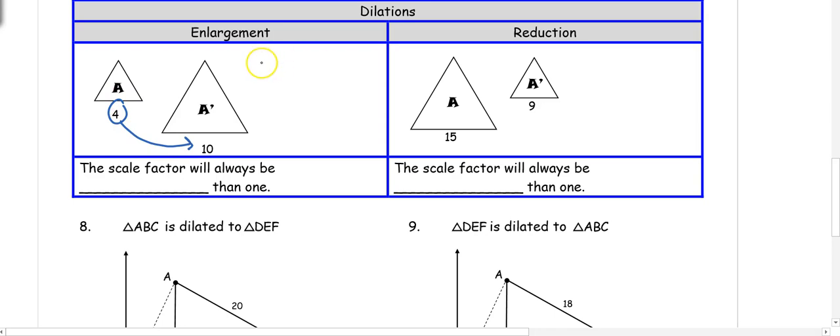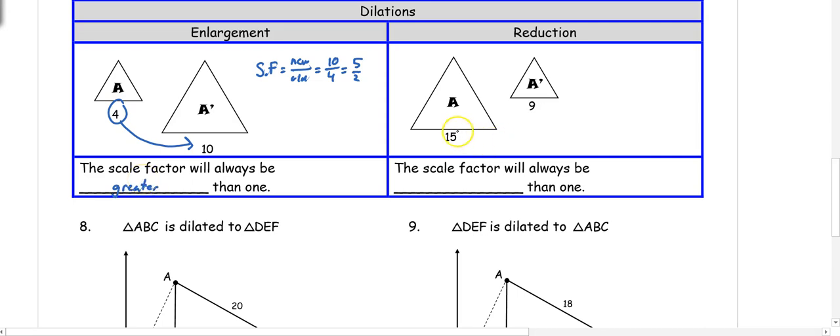So when we're trying to find the scale factor, it's always going to be your new over your old image. So the new image is 10, the old image is 4. When we reduce, we get 5/2. Remember that anytime you're using enlargement, your scale factor is always going to be greater than 1.